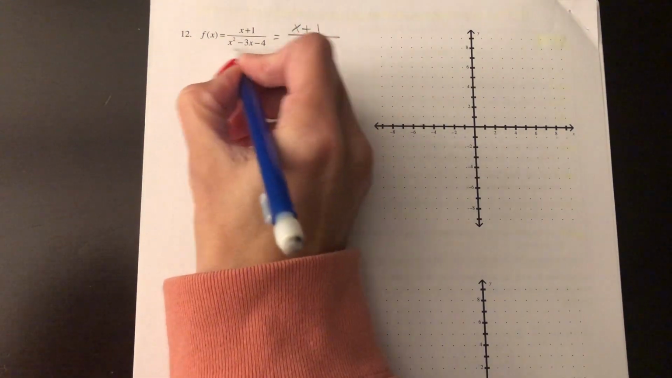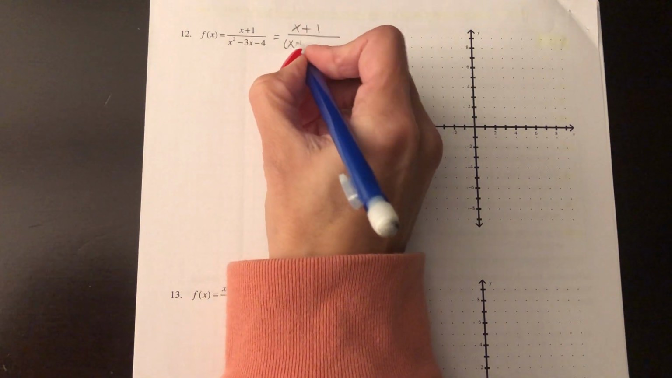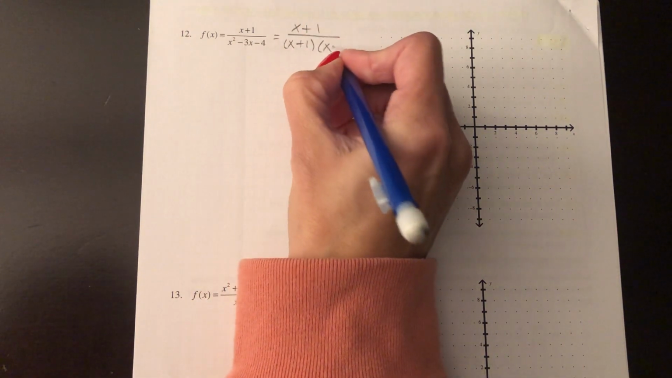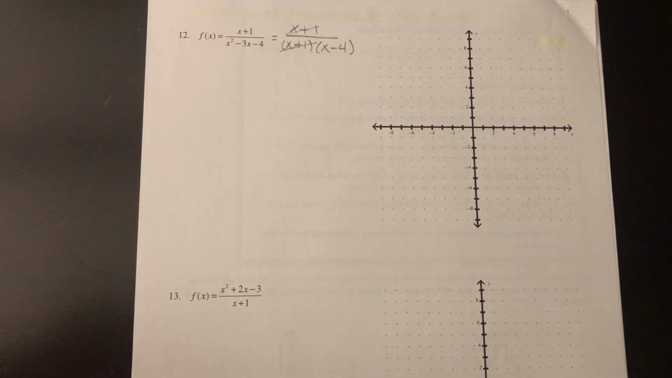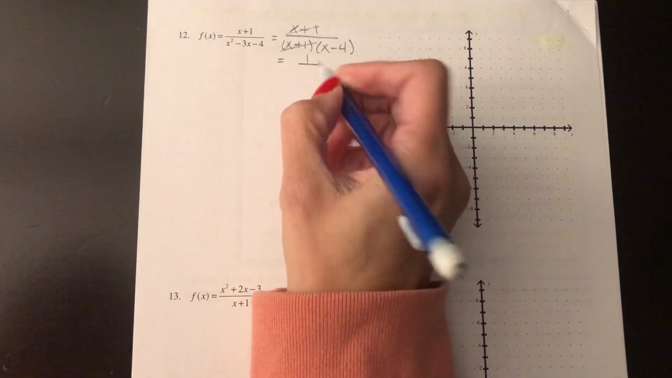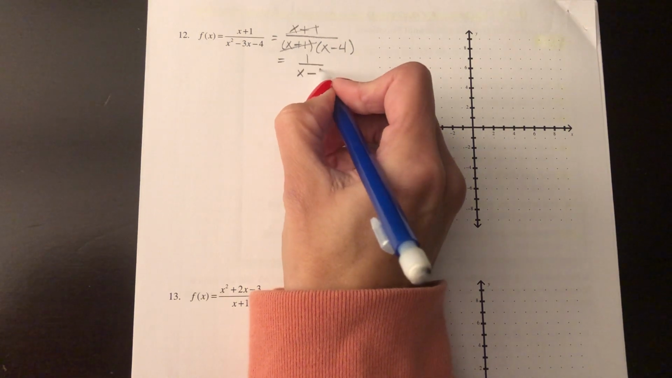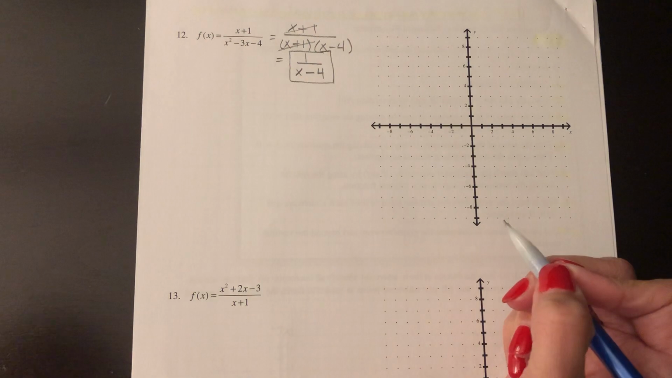So this bottom, this denominator can be factored. And after you factor that, you see the common factor of x plus 1 cancels out. So this simplifies down to 1 over x minus 4. And we're going to work off of that.